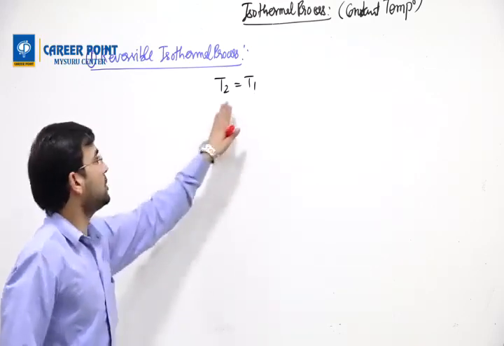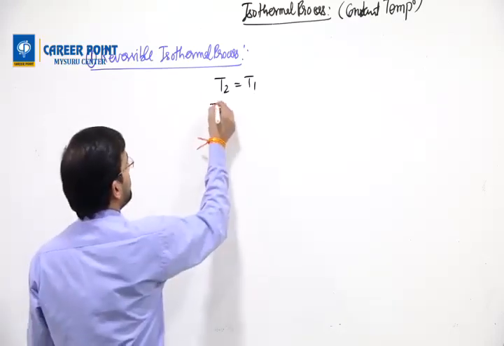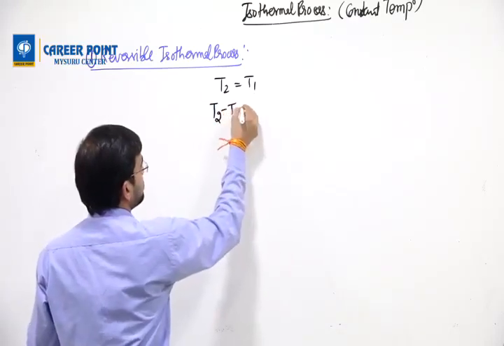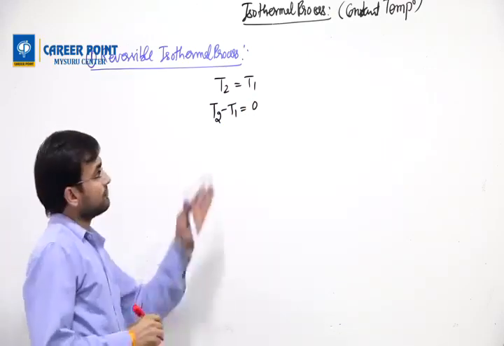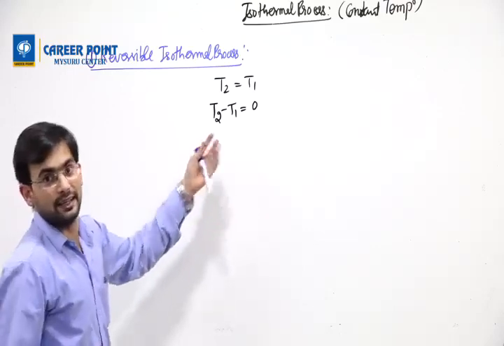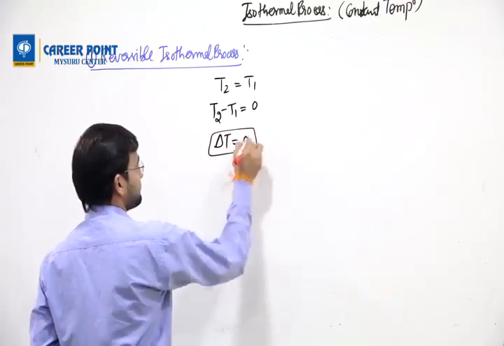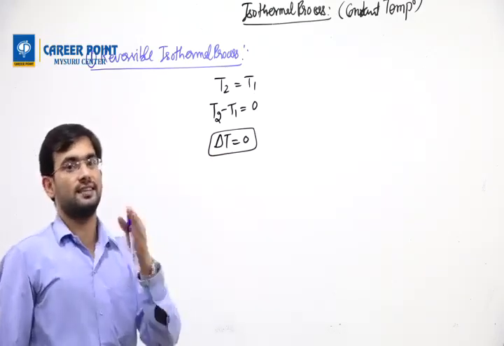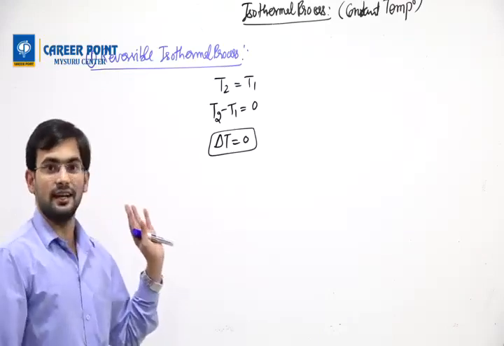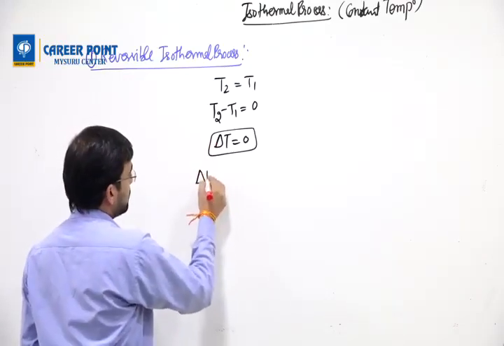Right, so T2 equals T1. If that is true, then don't you think I could write this? If I could write this, don't you think I could write this? Once I reach this, there are many things which I could easily write. Now, if delta T is 0, what about delta U?